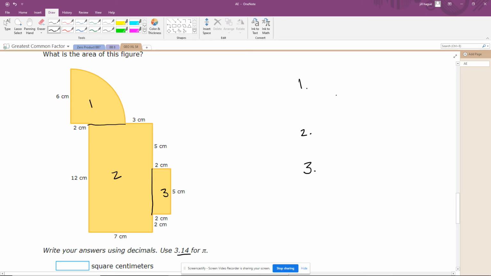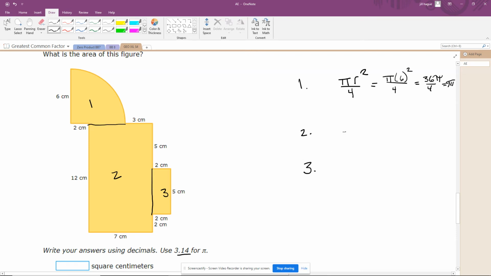Okay, so let's do the semicircle first. We know the area of a circle is pi r squared. And we also know that we're dealing with a fourth of a circle. So there's the formula, right? I'm going to take the area of that full circle and divide it by 4. So that is equal to pi times my radius of 6 squared over 4, which is 36 pi over 4, which is equal to 9 pi.